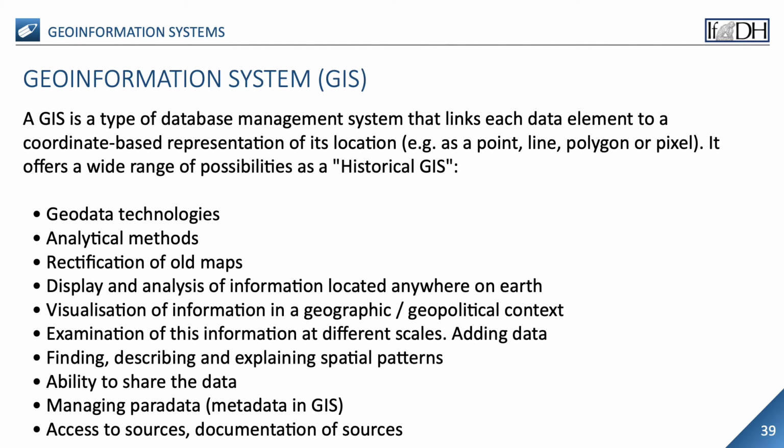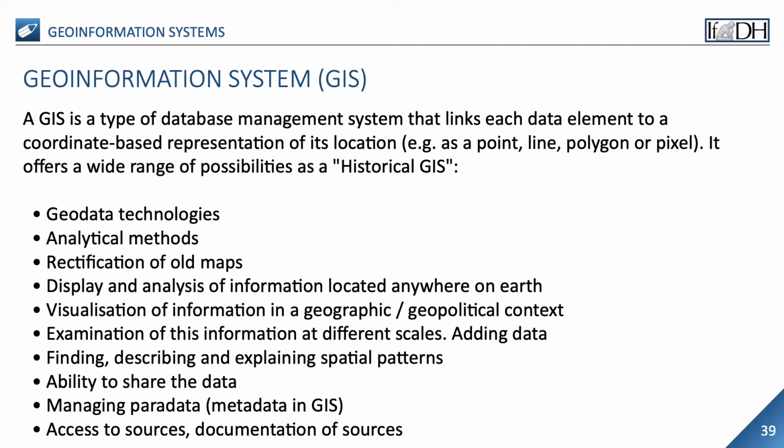As you will now already have understood, a GIS is a type of database management system that links each data element to a coordinate-based representation of its location, for example as a point, line, polygon or pixel. As a historical GIS, it offers a wide range of possibilities. Thus, geodata technologies can also be used for historical questions. The analytical methods of the geosciences can be exploited in this field. In addition to the correction of old maps, this includes above all the display and analysis of information that can be linked to any point on the Earth.